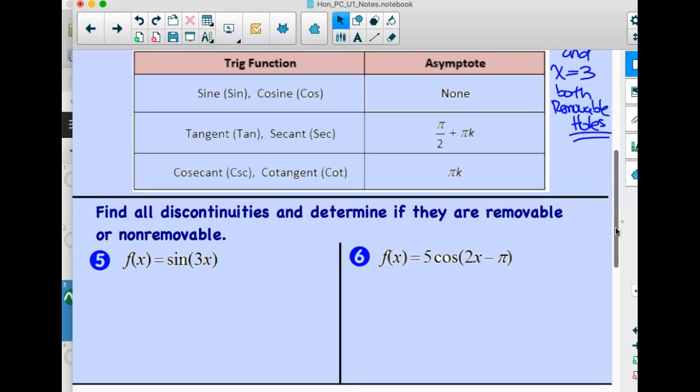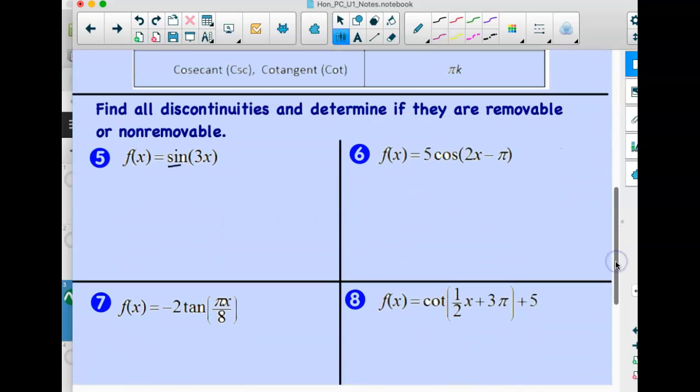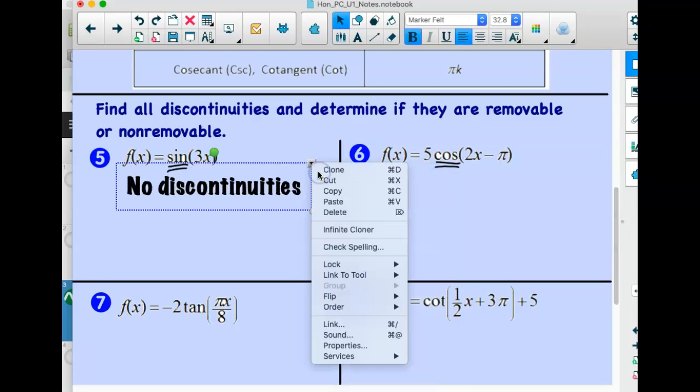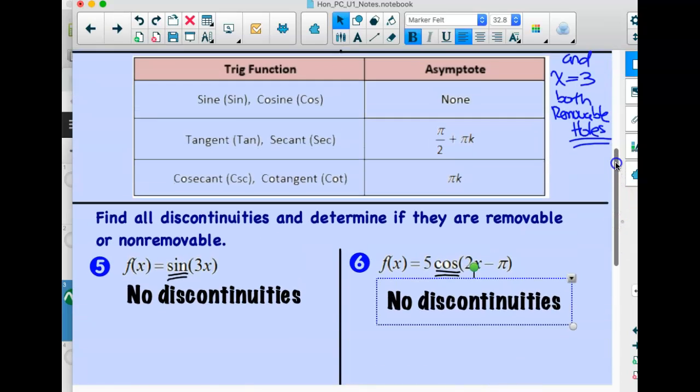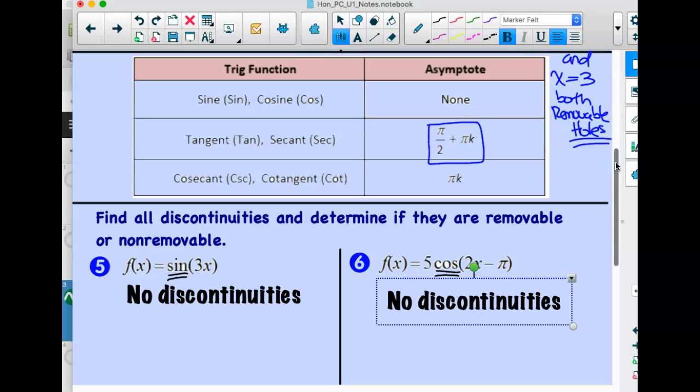There's no values that would create an undefined or an asymptote type of situation. So sine and cosine will have no discontinuities whatsoever, but all the other trig functions will: tangent, cotangent, secant, cosecant, okay? So we're going to focus on those ones, right? Now the graph, again, will help you. Desmos will be a great tool. A graphing calculator will also help as you go through that.